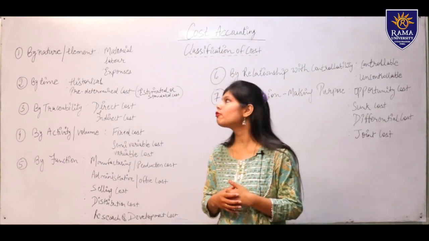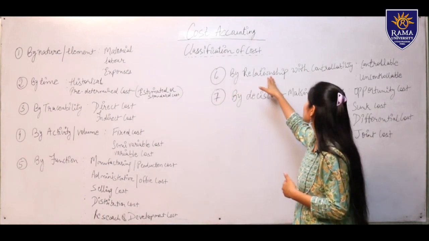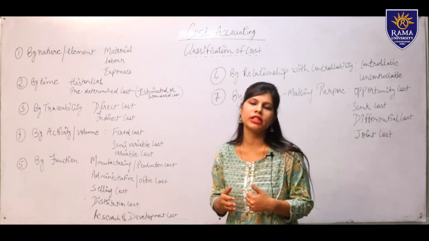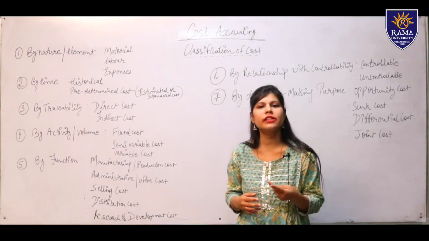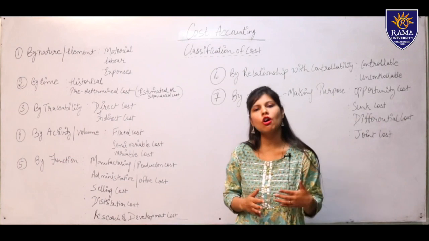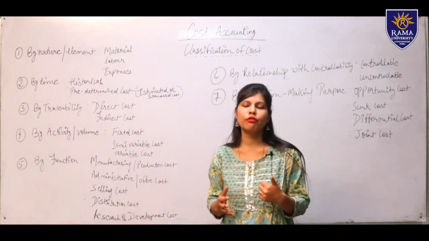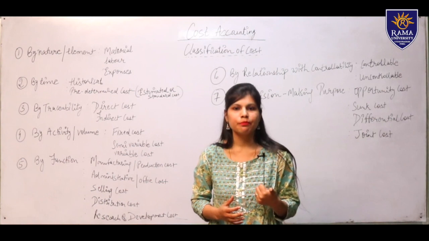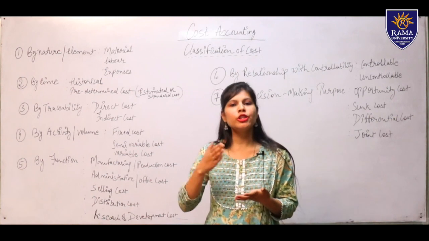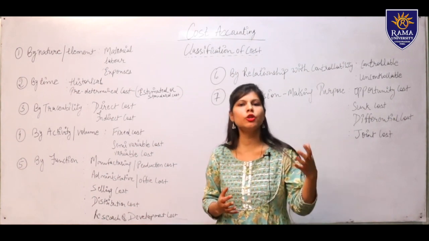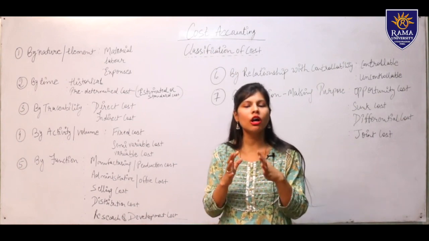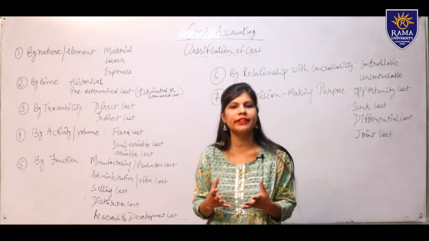Now next we move to classification by relationship with controllability. We have two categories, controllable and uncontrollable. Controllable cost includes those costs which can easily be controlled. For example, direct material, direct labor. How can you control them? While you're producing the product, you have the choice how much material you want, how much labor you want to hire. So these are in the control of the organization.